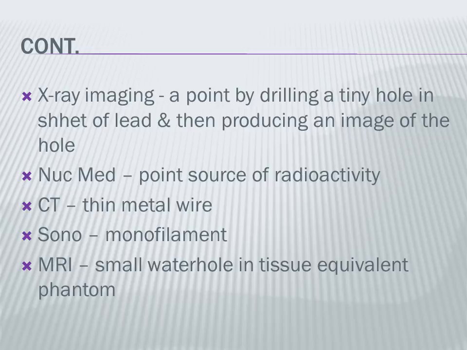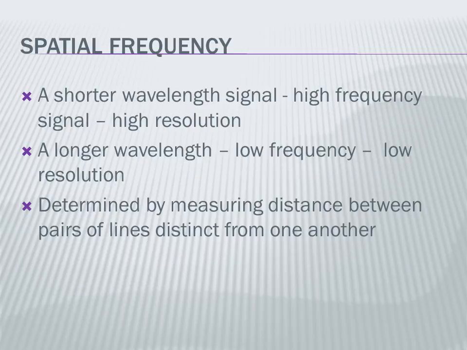X-ray imaging a point is done by drilling that tiny hole in the sheet of lead and then producing an image of the hole. Nuclear medicine, a point source of radioactivity. CT, you use a thin metal wire. Sonography, monofilament. In MRI, a small water hole in a tissue equivalent phantom.